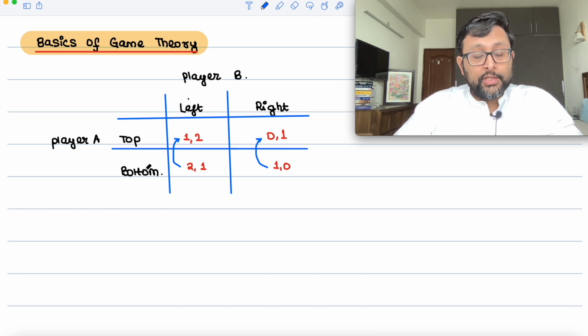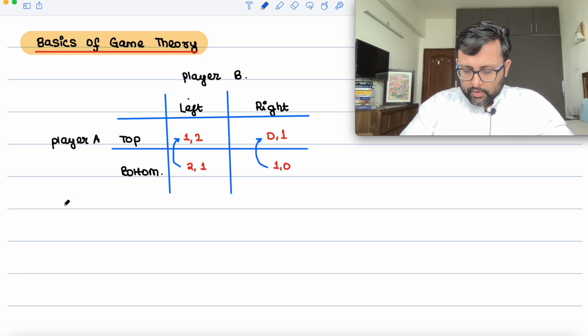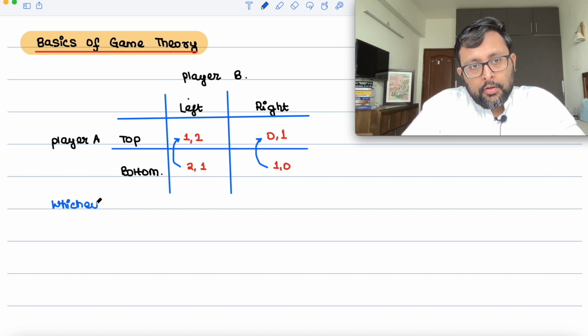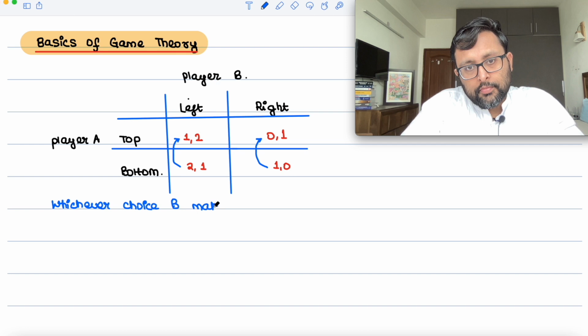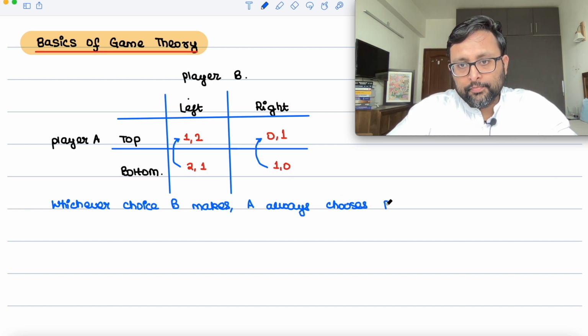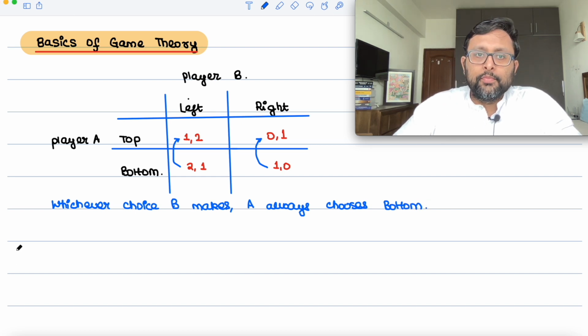Okay, it is a dominant strategy. So whichever choice B makes, A always chooses bottom. A always chooses bottom. Now think about B.